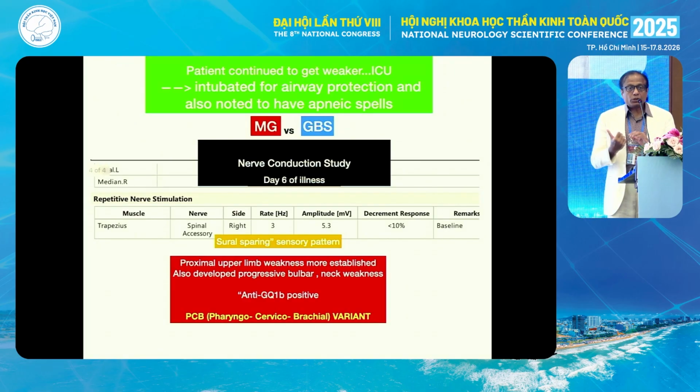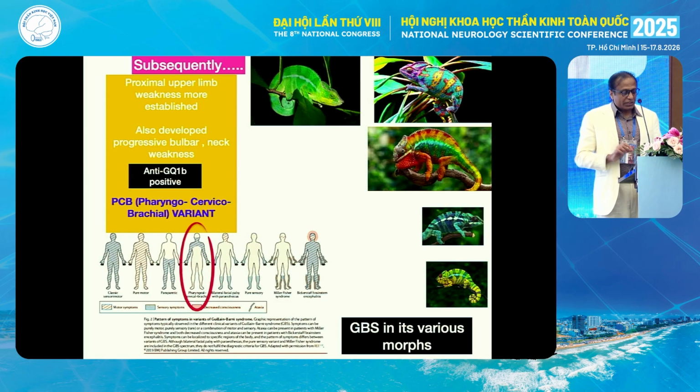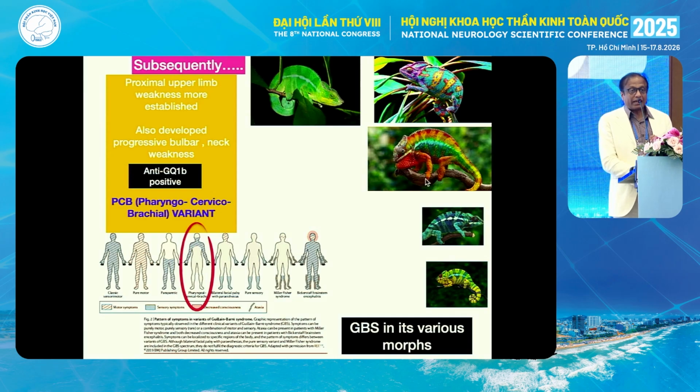And then, of course, subsequently, the patient developed more weakness, and it became clear with the antibody testing that he had an unusual form of Guillain-Barré syndrome, which is the pharyngeal-cervical-brachial variant. Not a common form of Guillain-Barré syndrome. It's one of the unusual forms of the chameleon.